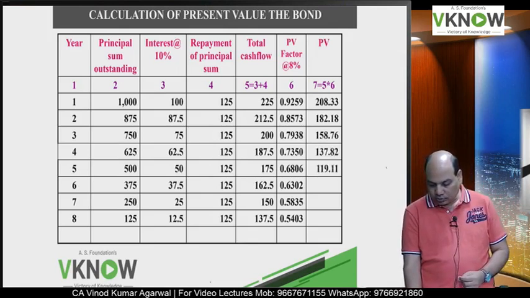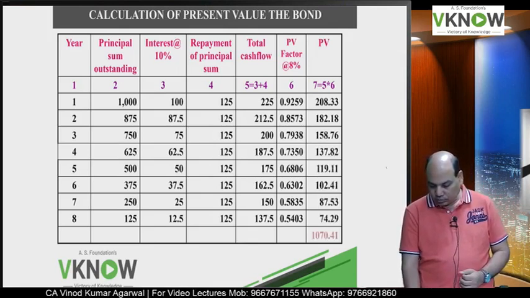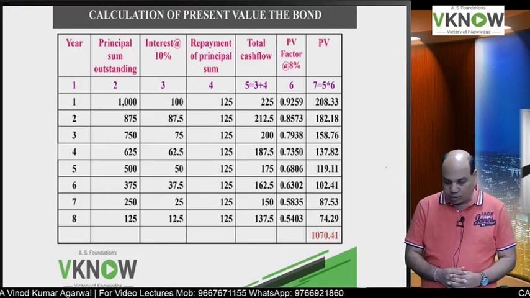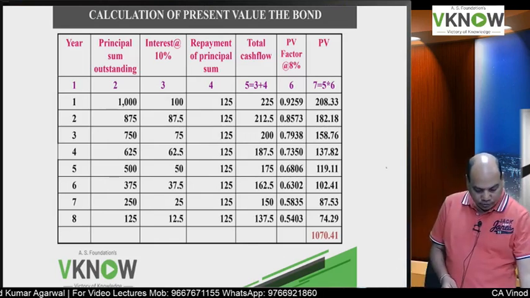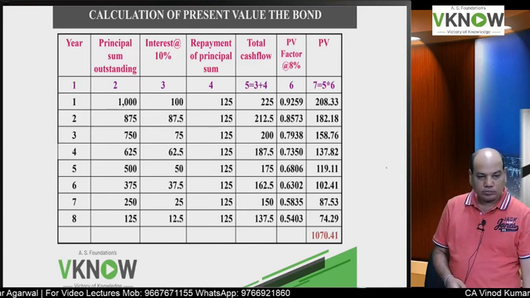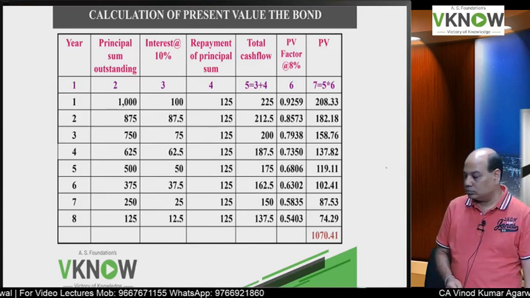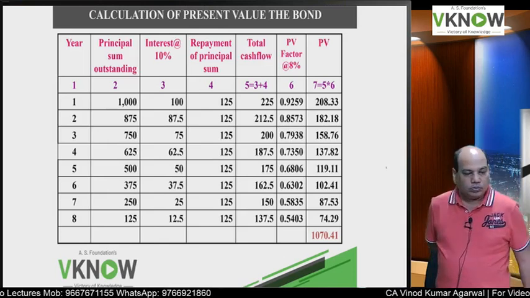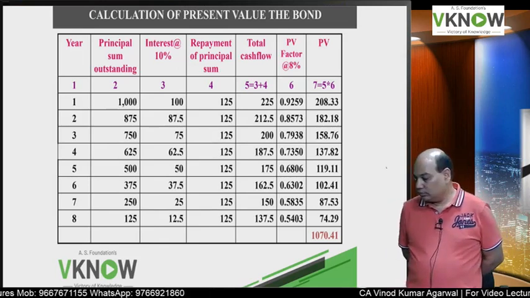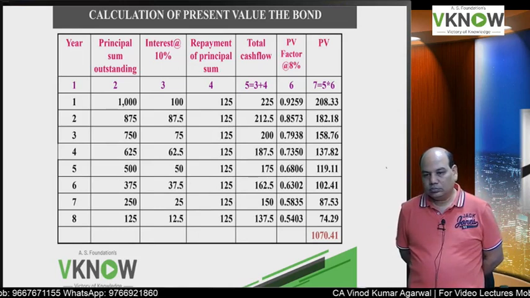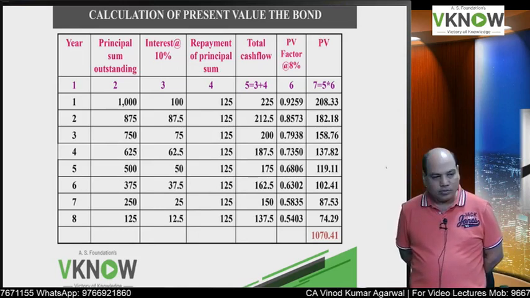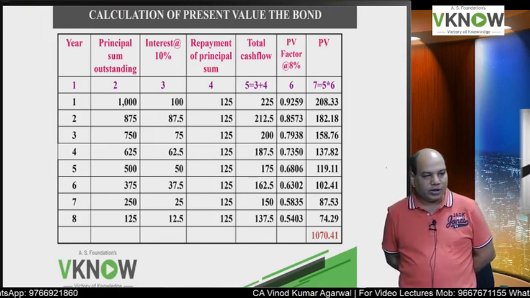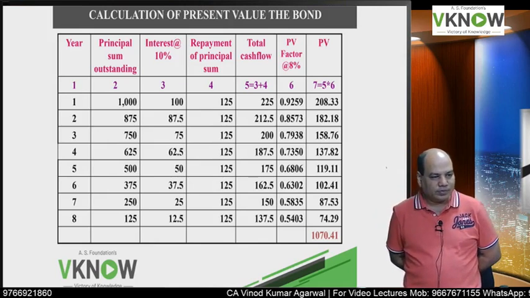So check the answer now if you have done it. The answer is approximately 1070.41. Is it right? Multiply carefully and tell me the total. Write down this total, you can check later: 1070.41.